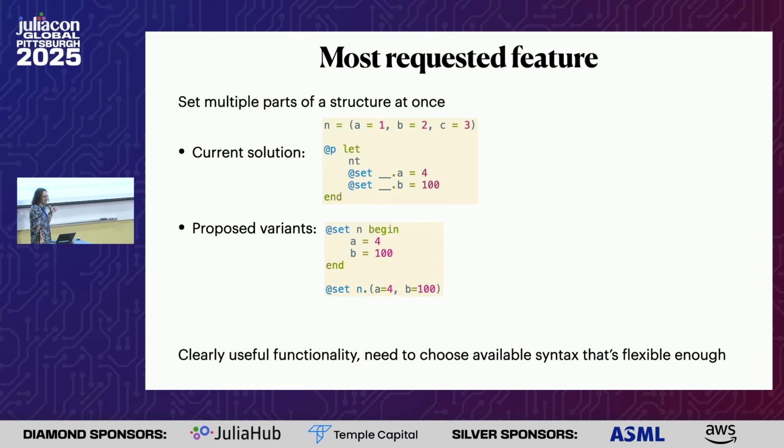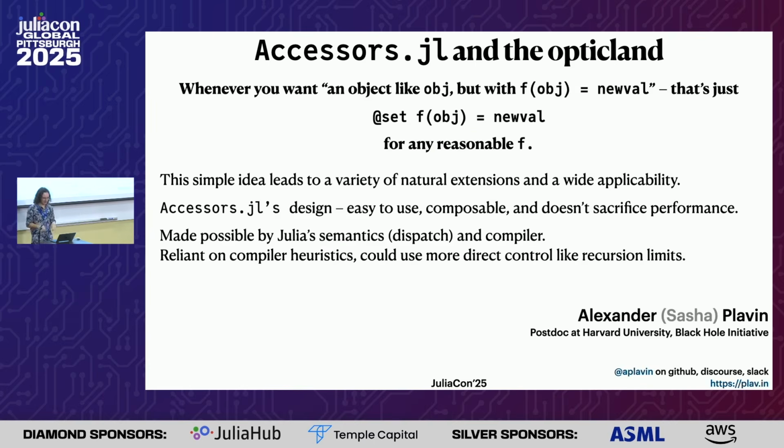That's mostly it, just a glimpse into the potential near future. There is a single most requested feature in Accessors, which is to set multiple parts of a structure at once in one call of set or something. Currently, there is no dedicated support for it, so you can just use whatever generic piping package you like with @set, and it works. There are some proposed variants on what syntax we can use to set multiple properties or multiple functions at a time. This is still not decided, but we regularly, definitely every year, maybe even more often, get a request of something like that.